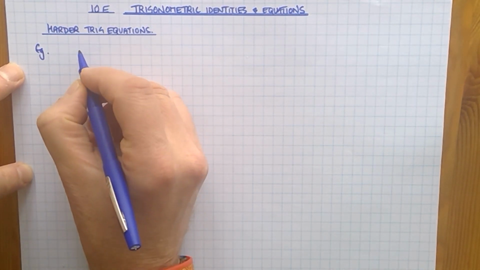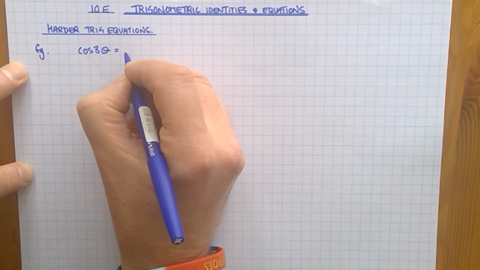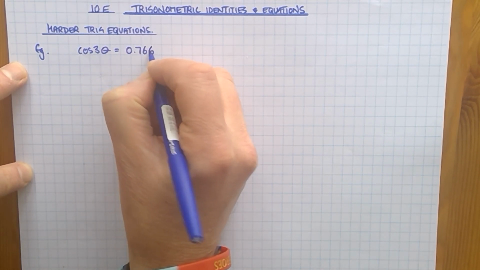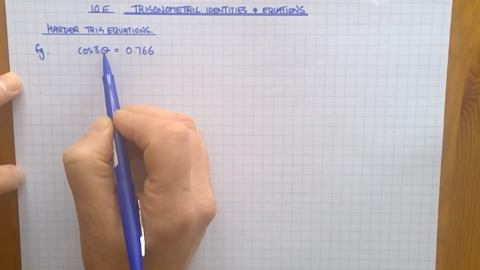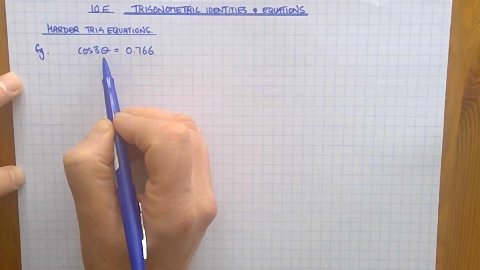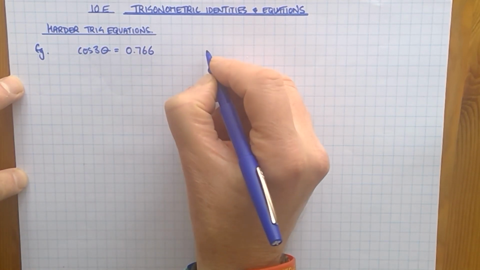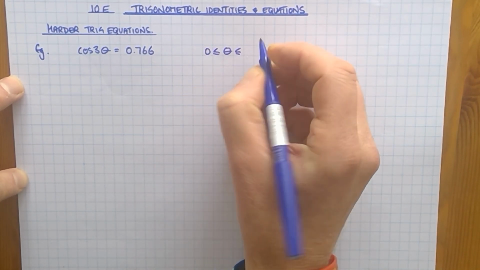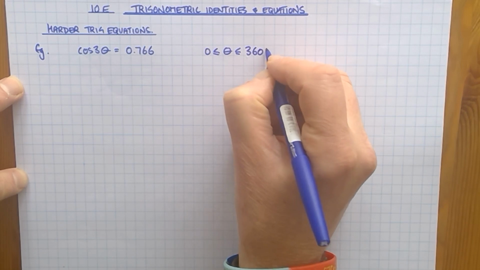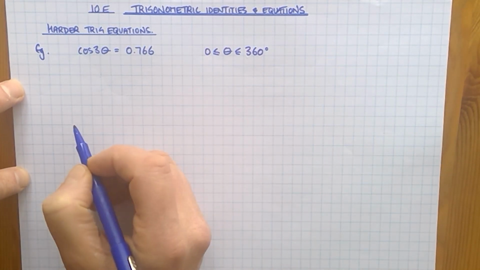First one is solving this equation, cos 3 theta equals 0.766. Notice now we have some multiple of theta. We can also have something added or taken away from theta. The range of values for theta for this one is between 0 and 360 inclusive, and that's quite important.